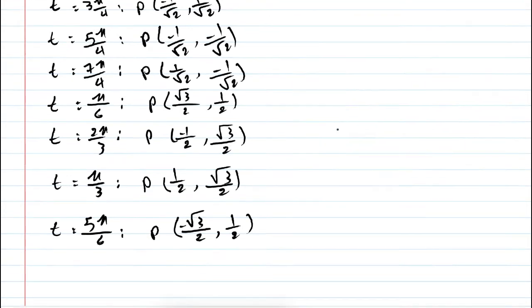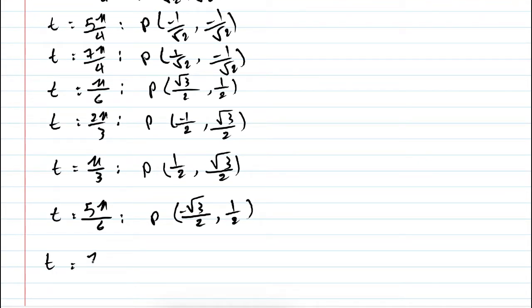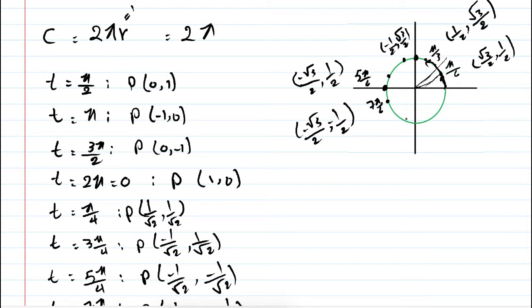So for t equaling 7 pi over 6, we have the terminal point to be negative square root of 3 over 2 and negative 1 over 2. Okay, for 8 pi over 6, which equals 4 pi over 3, which will be right here. The terminal point will be exactly opposite to pi over 3. It will be negative 1 over 2 and negative square root of 3 over 2. So 4 pi over 3 equals 8 pi over 6.